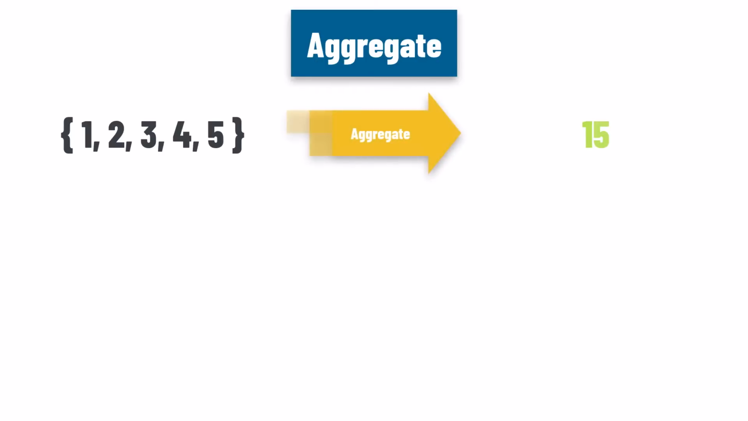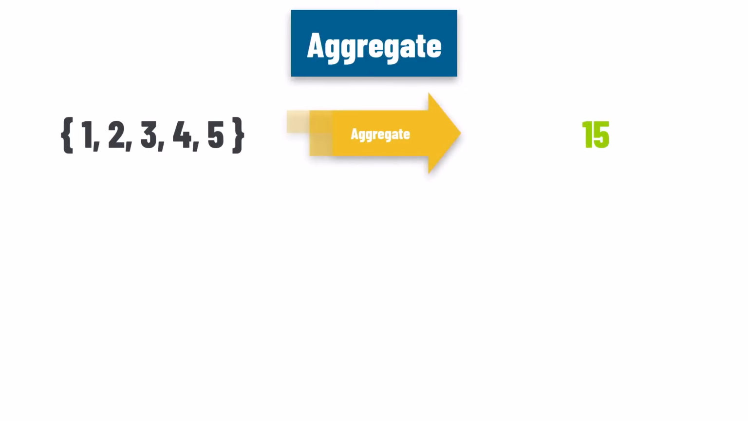Aggregate method in LINQ. This method is a gem for performing calculations or operations on a sequence of values and aggregating them into a single result. Imagine you have a collection of numbers and you want to sum them up. The aggregate method helps you do just that, and much more.